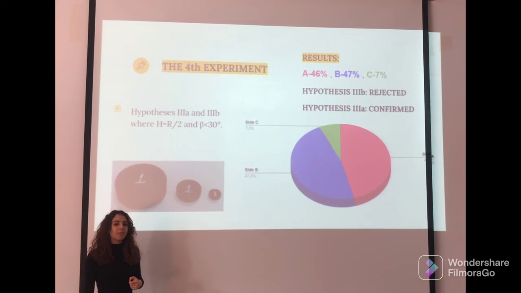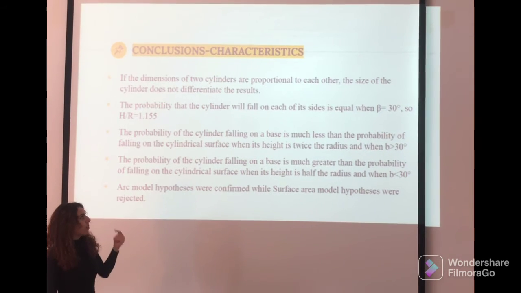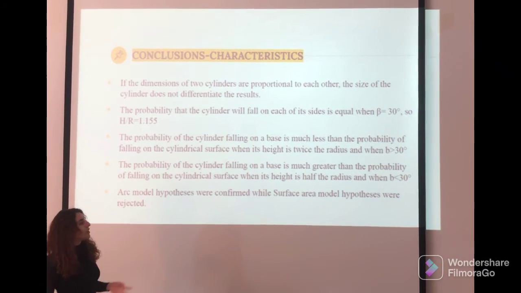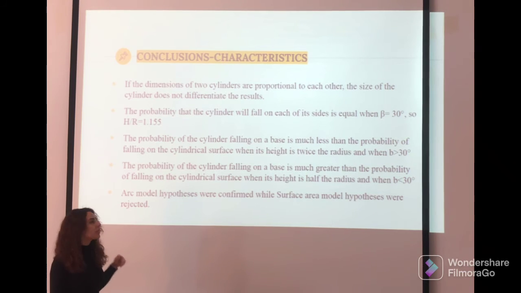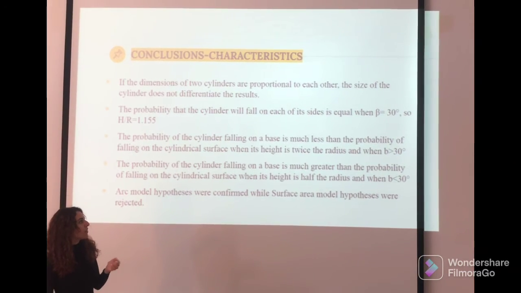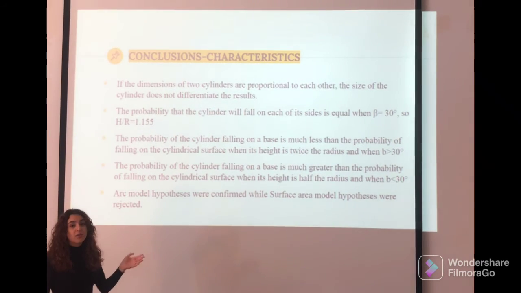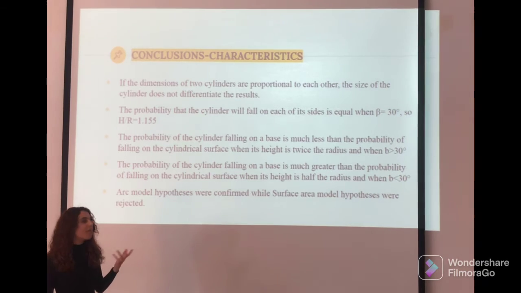arc model is confirmed. From these experiments, we showed that if the dimensions of two cylinders are proportional to each other, the size of the cylinder does not differentiate the results. We showed this in experiment 1. In experiment 2, we showed that the probability that the cylinder will fall on each of its sides is equal when B equals 30 or when the height to radius ratio is 1.155.